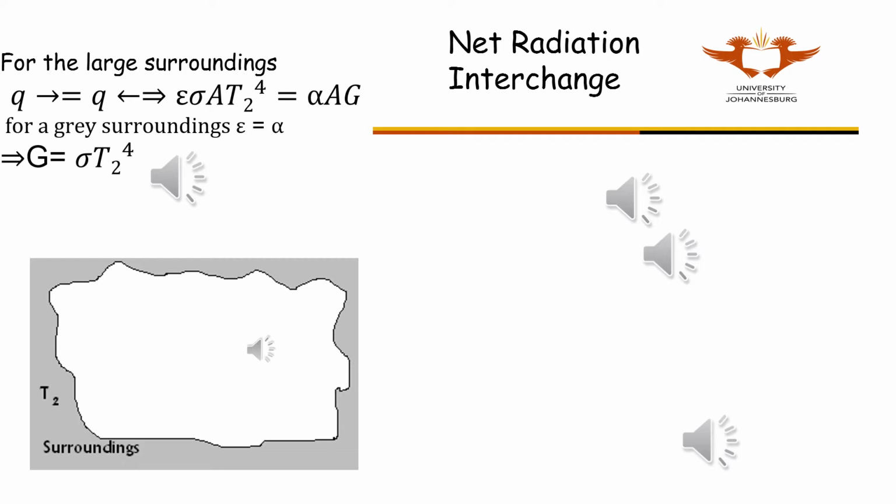Now you put a small body, at temperature T1, inside these large surroundings, small enough not to affect G equals sigma times T2 to the power 4. The small body will radiate heat from itself to the surroundings, resulting in Q12.